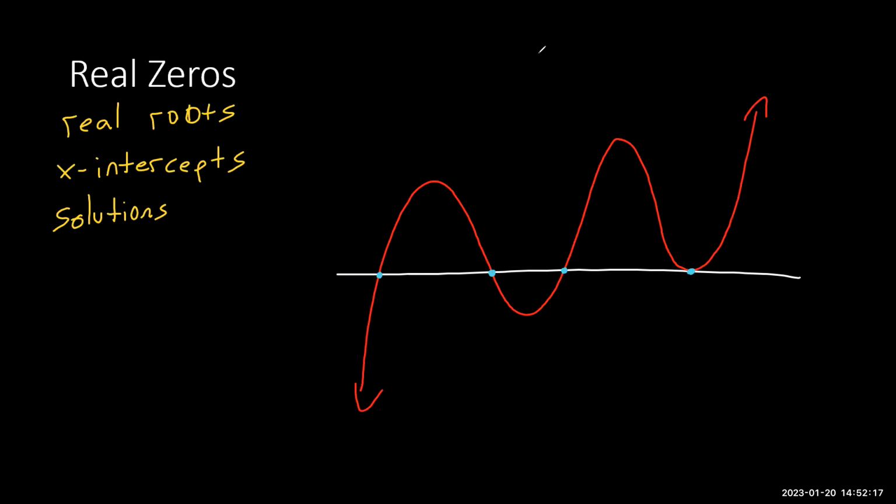Now, these all have what's called a multiplicity of 1. This one right here would have a multiplicity of 2. We'll see that in a second. That's why it looks a little weird. It comes up, touches, and goes back up. But real roots are when my graph touches the x-axis.